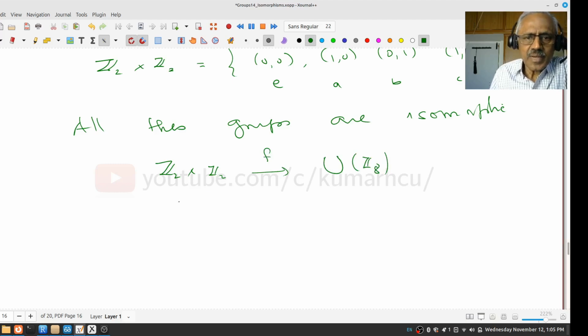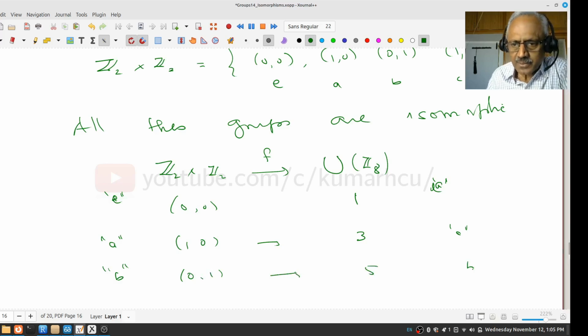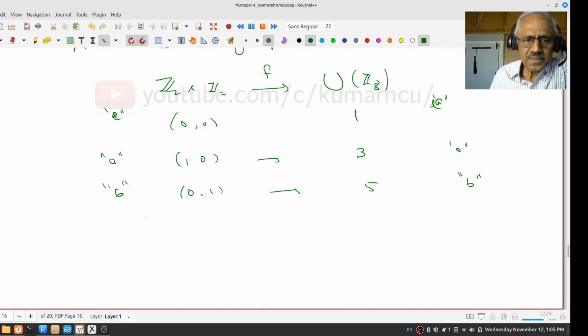Suppose you want a map from Z2 cross Z2 to U of Z8 which is a bijection. Where will I map? I'll map the identity (0,0) to the identity here, which was 1. And I take this element (1,0), I call it A there, and my A there was 3. This is the A in this group, this is the A in that group. And B in this group was (0,1), and this is 5, it should go to the B in that group. And C in this group was (1,1), that went to 7.